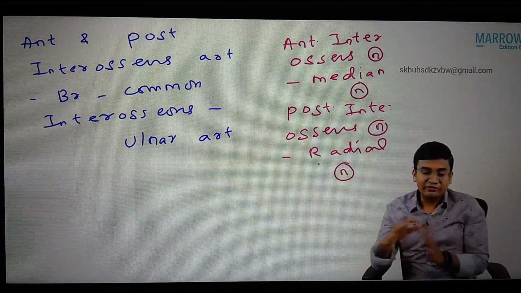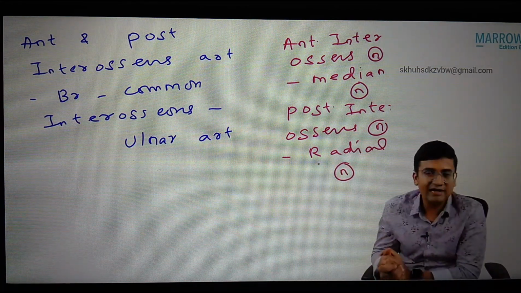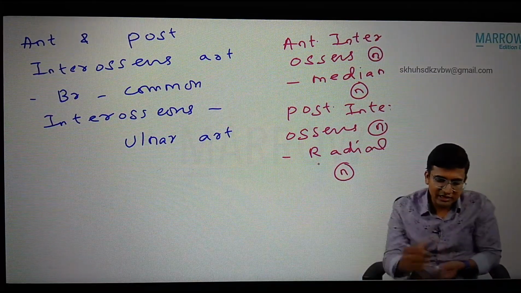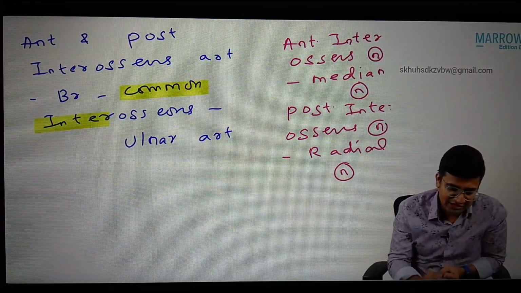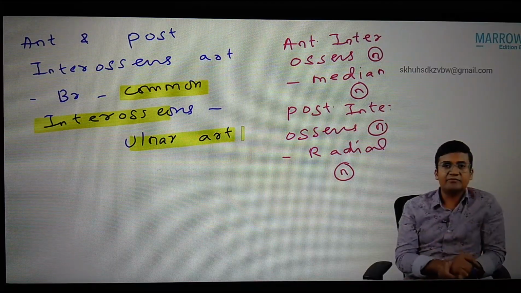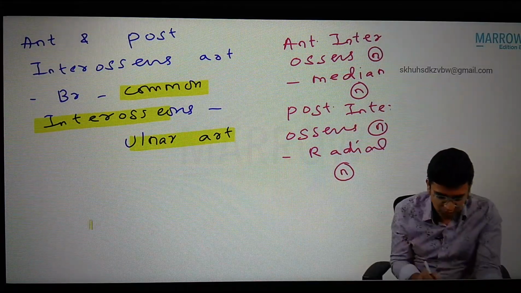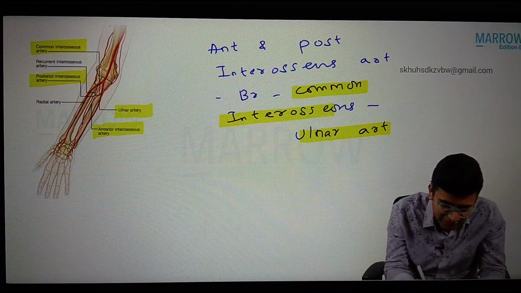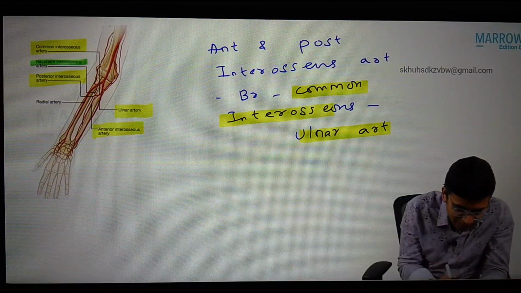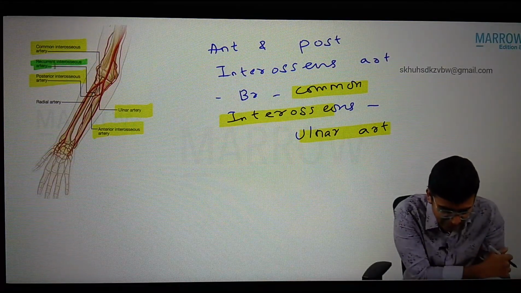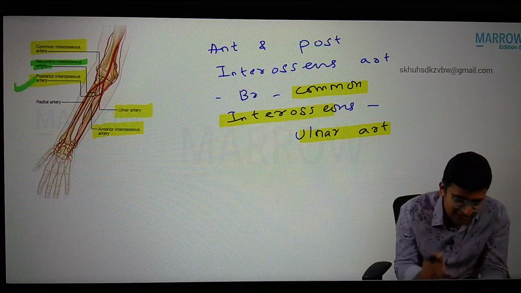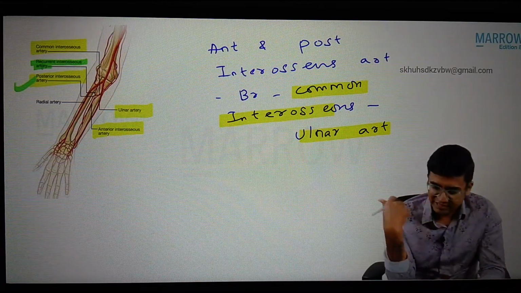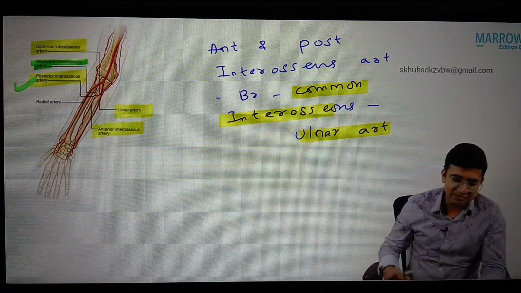So nerves have different origins, different sources. Arteries have a common source. The anterior and posterior interosseous arteries are branches of common interosseous, which in turn is a branch of ulnar artery. Now one more branch you have to remember, that is the recurrent interosseous artery. It is coming from the posterior interosseous artery. Why are they called anterior and posterior? Because they pass in front of and behind the interosseous membrane.